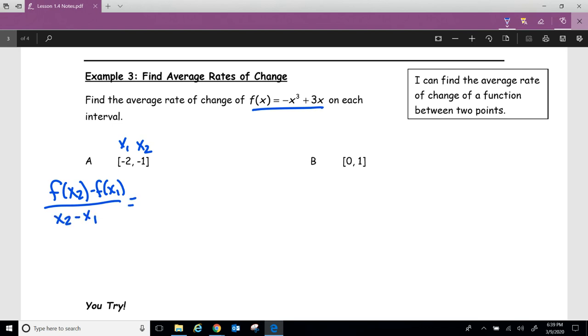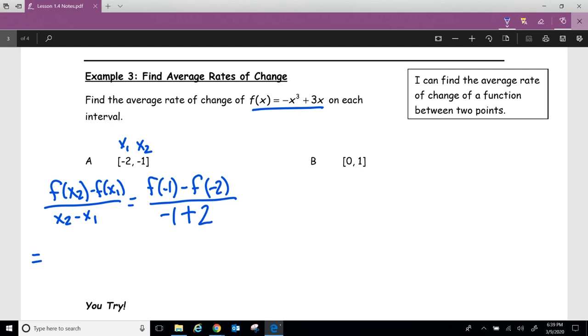Well, x2 is negative 1, so this is f of negative 1 minus f of negative 2, all over x2, which is negative 1, minus x1, which is negative 2, so minus a negative 2 will make it positive 2. So now I'm going to actually plug it into my function up here.